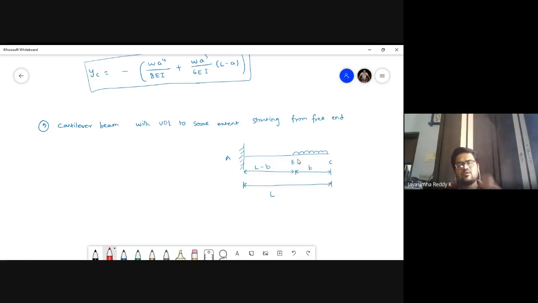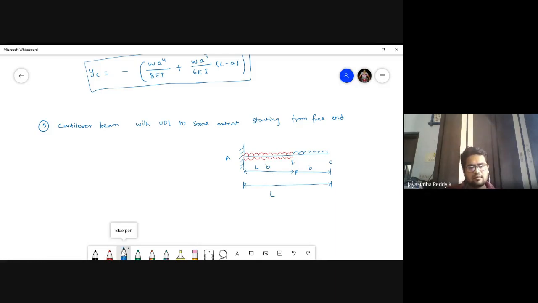Okay. The question is we only have UDL to some extent starting from the free end. So if you come across this kind of problem, what we'll do is we'll assume a UDL throughout the length, and to cancel this assumed UDL, we'll assume another UDL at the bottom. Is it clear? Up to B only. So now let us try to solve this, students, how this goes on.